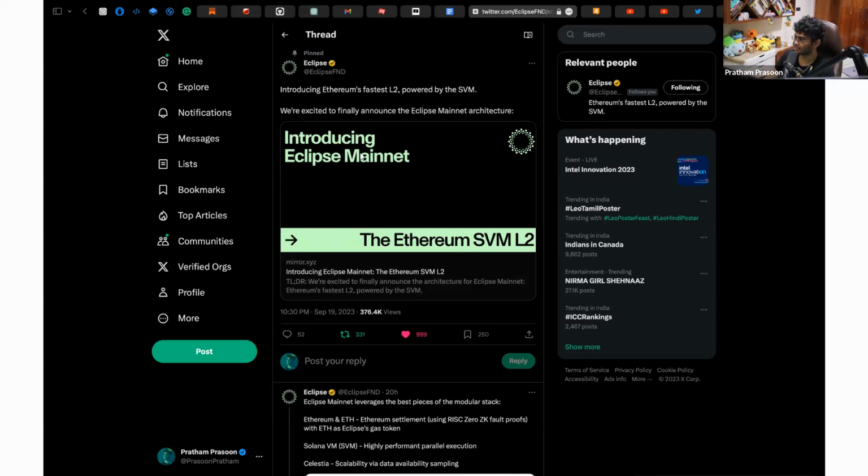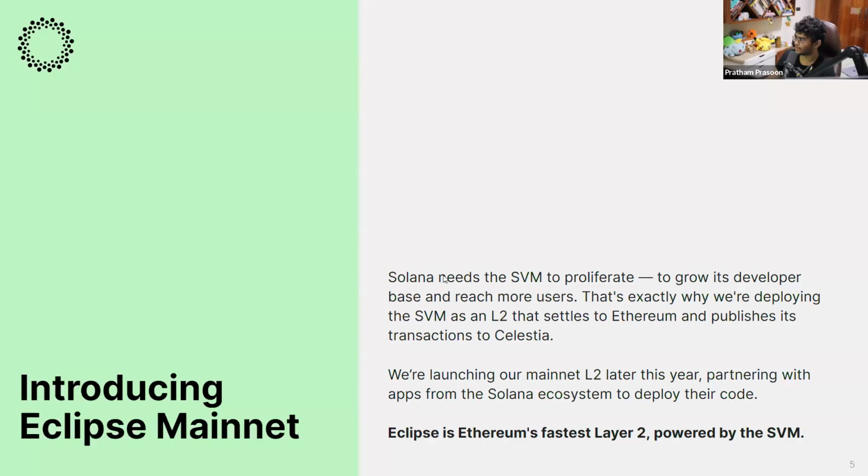But I would encourage you to go and check out our Twitter page and see the announcement for yourself if you have any more questions or thoughts. So the goal with Eclipse was to use the highly portable and efficient Solana virtual machine and turn that into a roll-up framework.